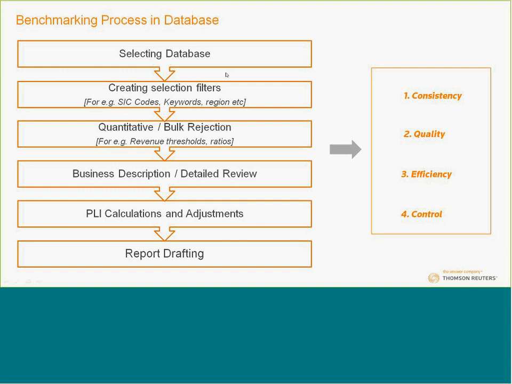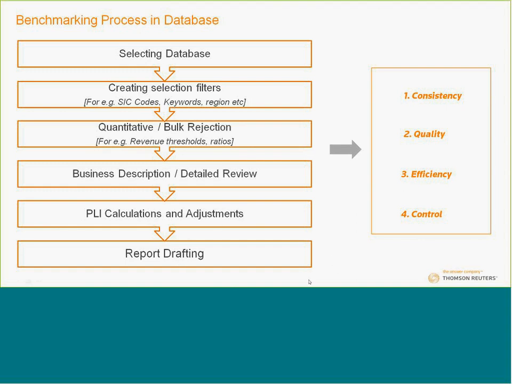Just summarizing that in this slide. So I showed you how to select a database, either just one or two in the same file, how to create filters such as SIC codes, keywords, regions, etc. You do bulk rejections where you could use financial data availability, thresholds, and ratios. You do a detailed review in two stages, or you could do it in one stage depending on your particular processes, and have your PLI calculations. I do have other features around working capital adjustments, but I'm not showing those for today's first demo. And you saw the report drafting.